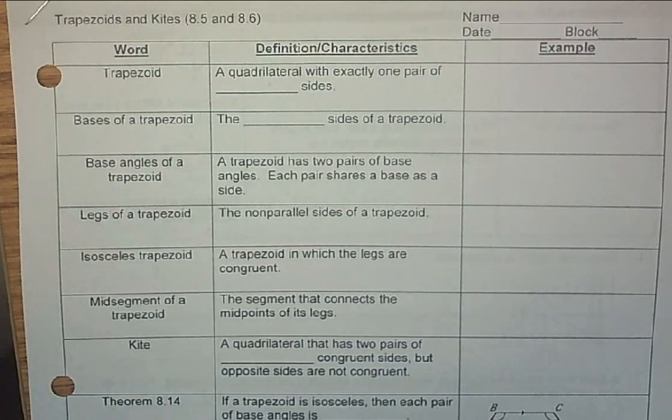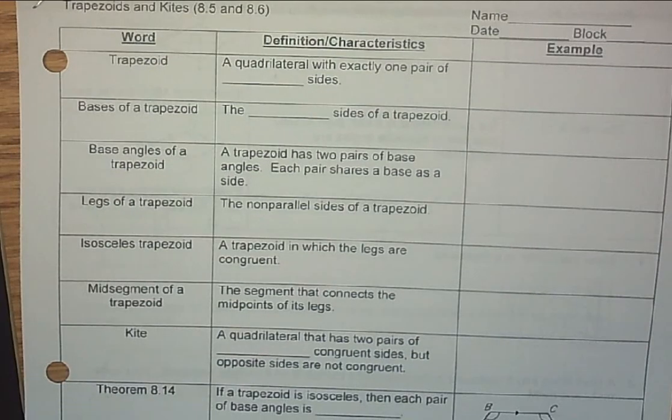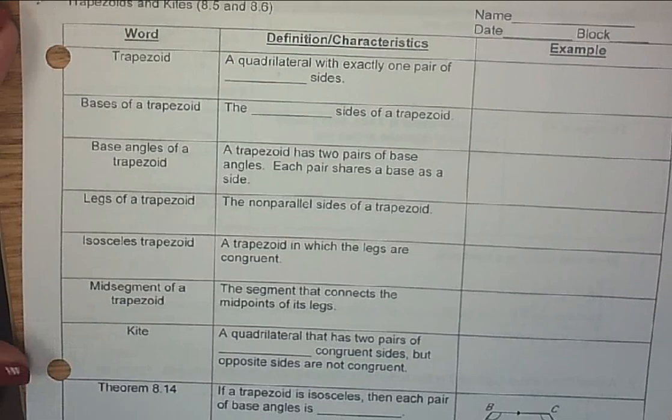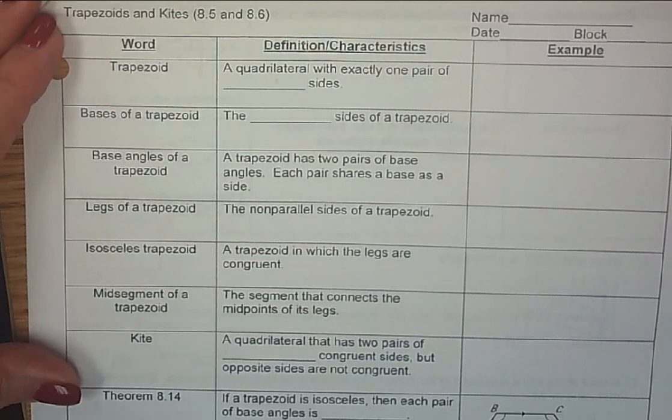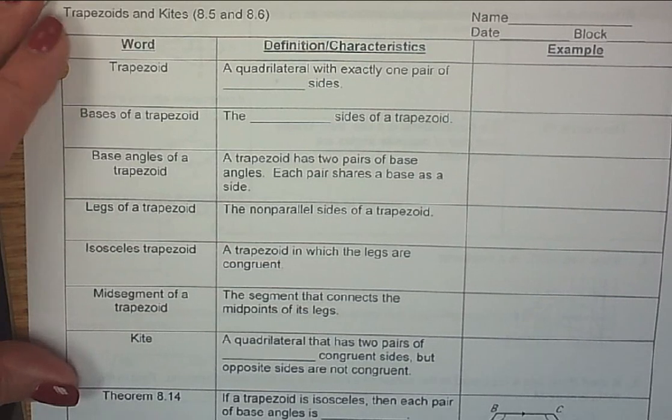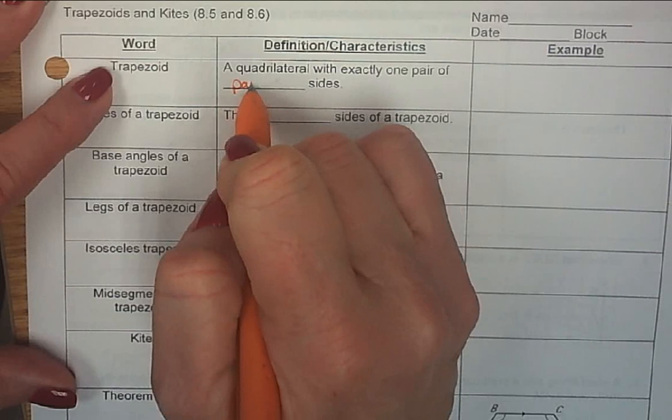Good morning. Today we are going to talk about trapezoids and kites and characteristics of them. So, first of all, let's go ahead and define what a trapezoid is. A trapezoid, by definition, is just a quadrilateral with exactly one pair of parallel sides.